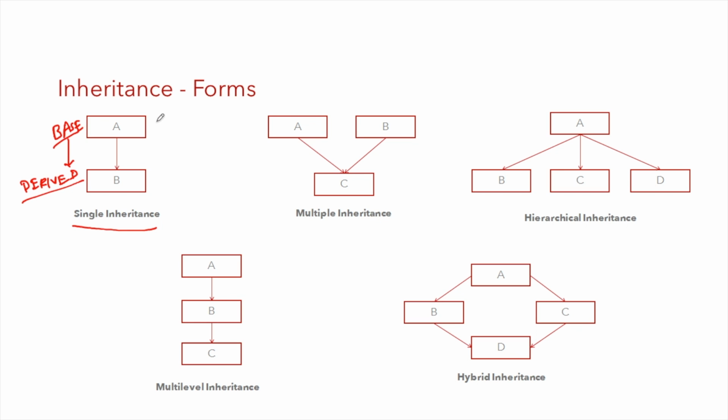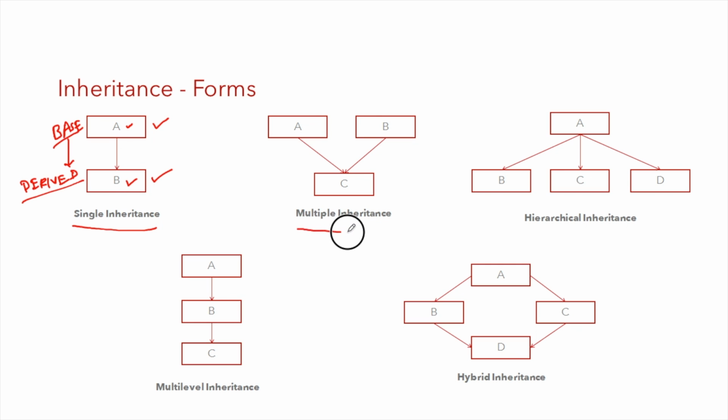The class from where we are going to inherit data members or properties is the base class, and the class which is going to inherit those data members or properties is called the derived class. So we have two classes, A and B. A is your base class and B is your derived class. So properties of A will be inherited by B.